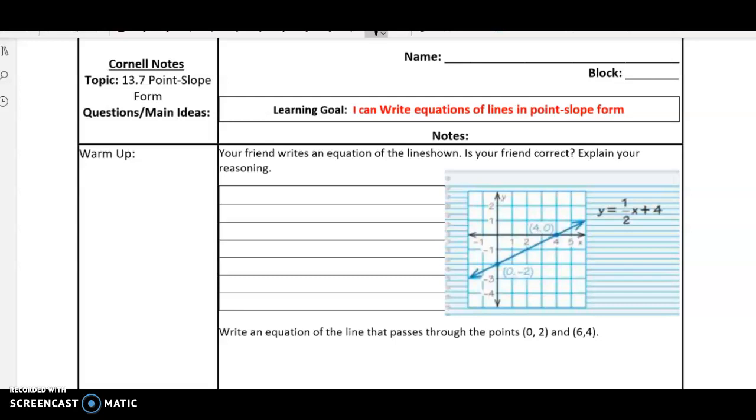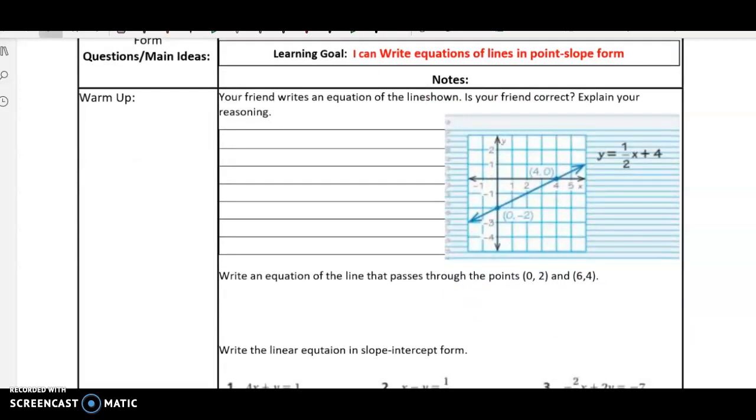So before we get started, I want you to complete the warm-up if you haven't already done so. And when you are done, I want you to check your answers with mine so you can submit it using the Edpuzzle. All right, go ahead.